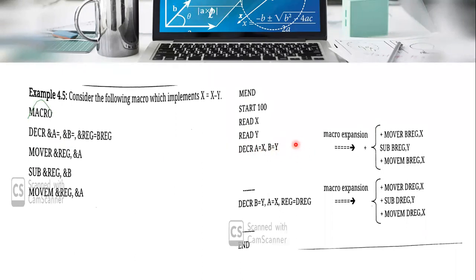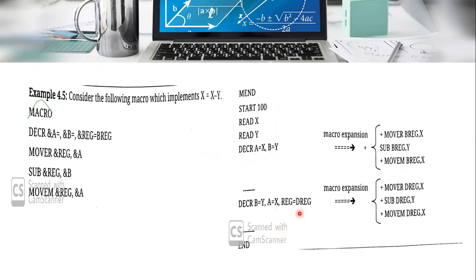Now here the third parameter is not passed, so it can consider B register as the default value of that register. What default value will be considered for &REG? B register will be considered. Now we can see the macro expansion: move r B register. This B register is the default value in the macro prototype, which is not passed at the time of macro call. B register will be considered as the default value: sub B register y, move m B register x. This is the expansion for this macro call.